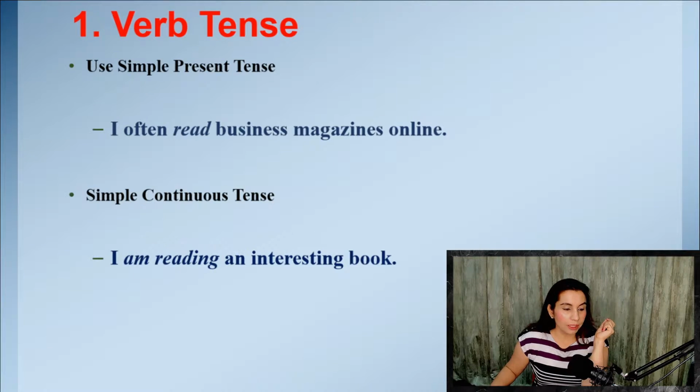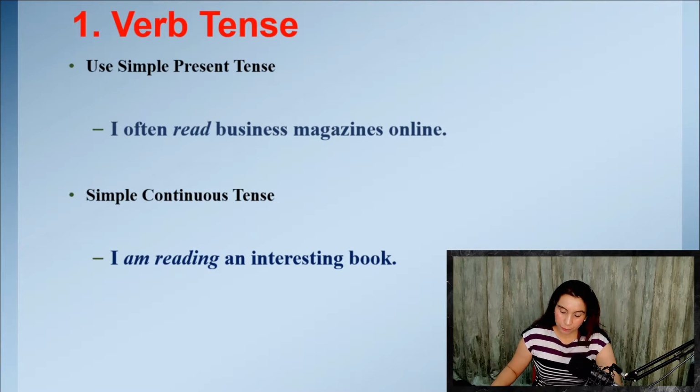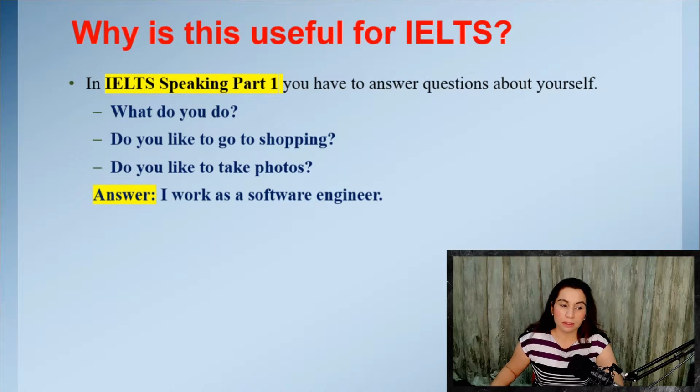The second is the present continuous tense. This tense is used when we focus on progressive actions, that is, what is happening right now. Like, I am reading an interesting book. So I am reading this book presently, at the present moment. Now, how are these verb tenses important in the IELTS?